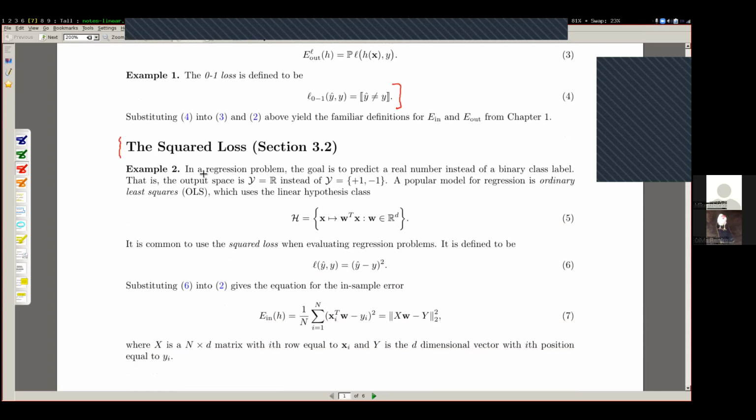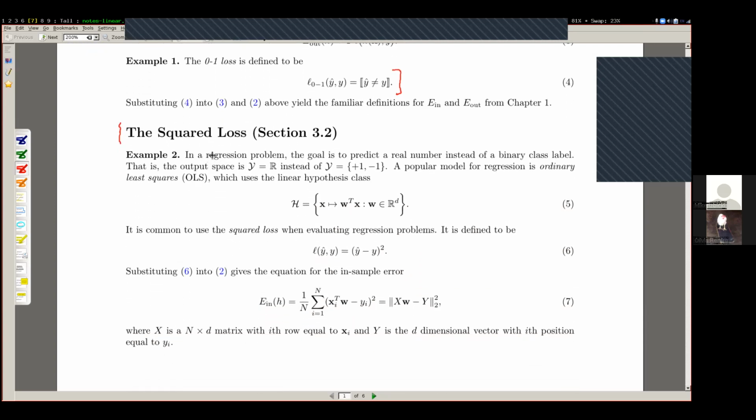So all the problems that we've seen so far have been binary classification problems, because the output, the thing that we're trying to predict, is either +1 or -1. Here, we're going to take a look at a regression problem. In a regression problem, the goal is to predict a real number instead of a binary class label. So our output is going to be a real number instead of just +1 or -1.